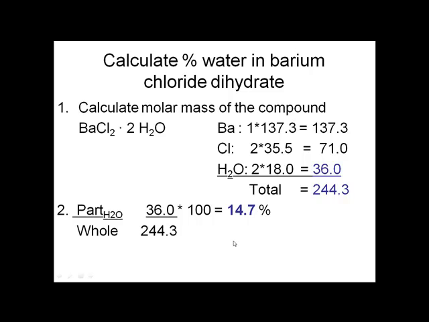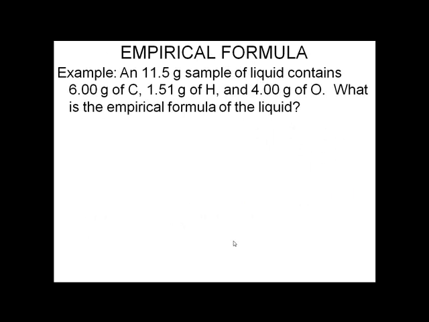All right, these are mass relationships. We're now going to look at empirical formula, which is a mole relationship. So let's look at our example here. Empirical formula is the simplest, most reduced formula. So if we had something like H2O2, that's hydrogen peroxide, its empirical formula would just be HO, the simplest whole number ratio.